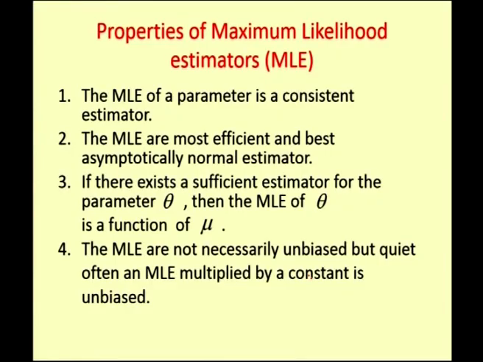The second property says that the MLE are most efficient and best asymptotically normal estimators. Third one, if there exists a sufficient estimator for the parameter theta, then MLE of theta is a function of it. Fourth one, MLE are not necessarily unbiased, but quite often an MLE multiplied by a constant is unbiased. That is, if the function is not an unbiased estimator, then you multiply and make it an unbiased estimator.